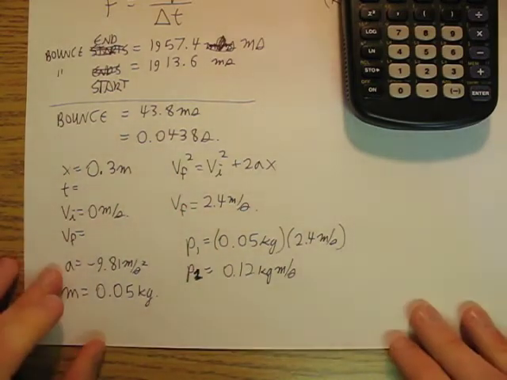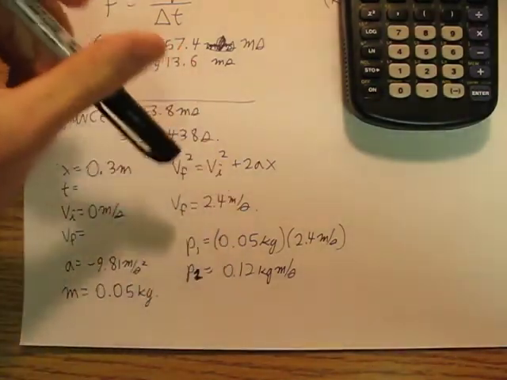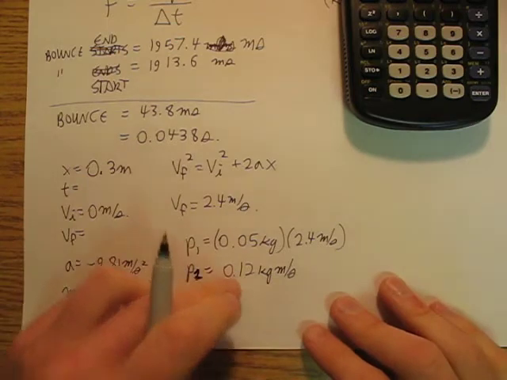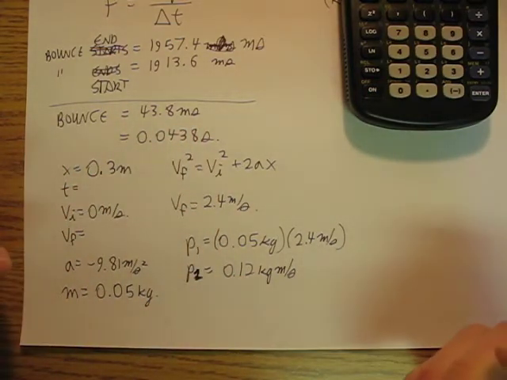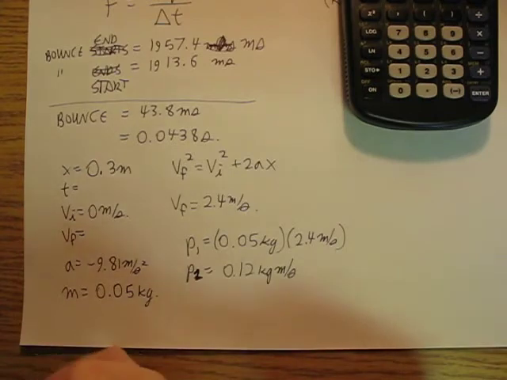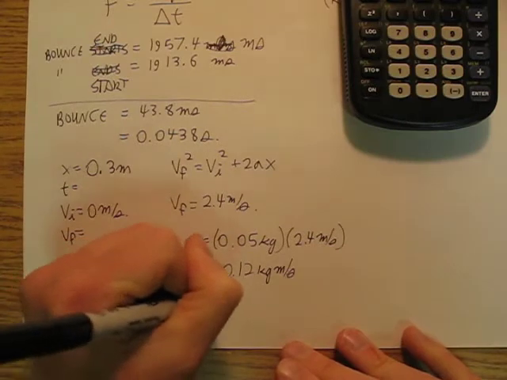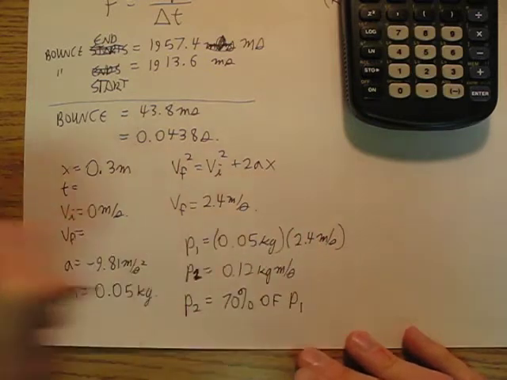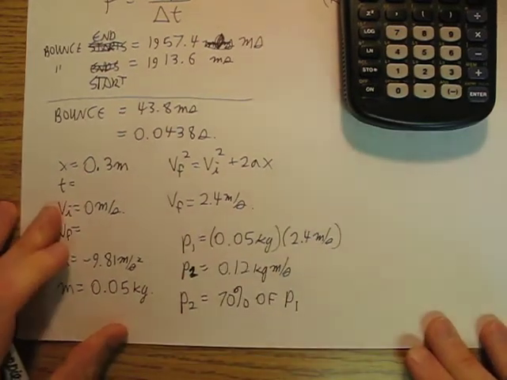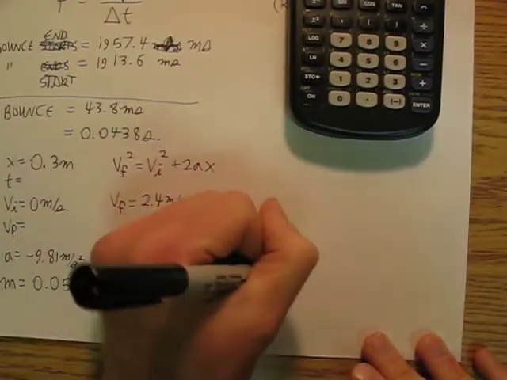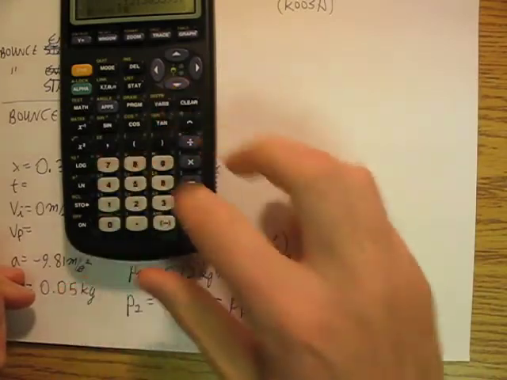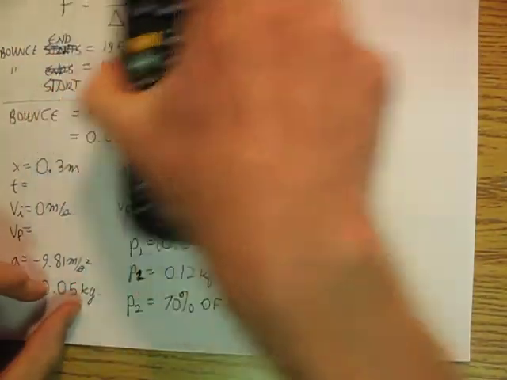Well, what's P2 going to be? Well, P2 is when it bounces back up, and how am I going to guess that? Well, I'm just going to make an assumption again. I'm going to say P2 is going to be 70% of P1, and so I'm going to say that P2 is going to be 0.08.